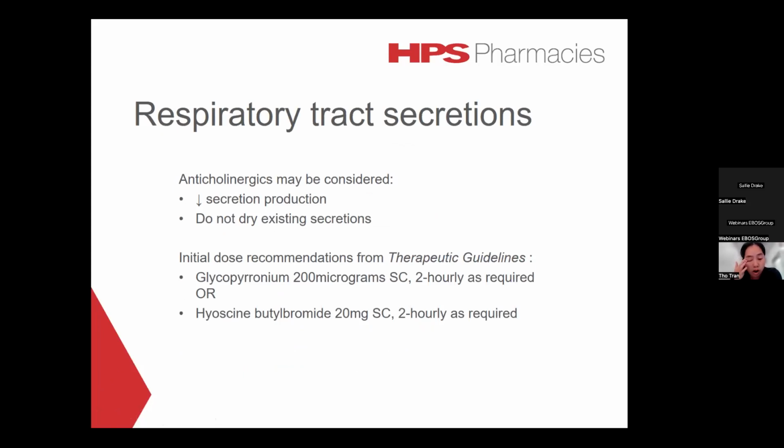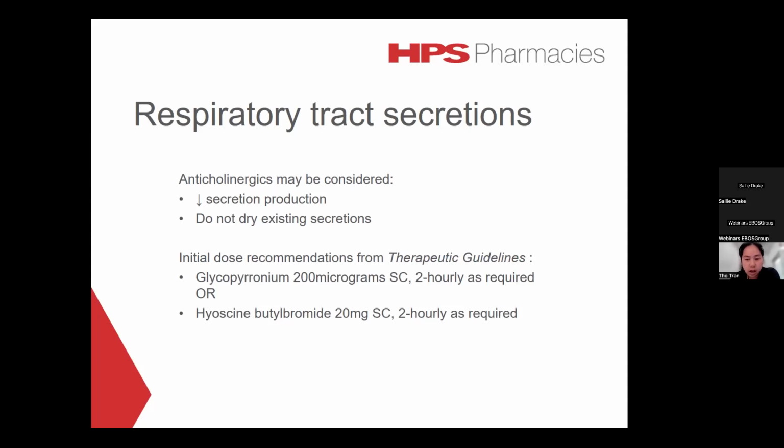The therapeutic guidelines recommend the following as suitable for initiation of as-required doses. Glycopyrronium 200 micrograms subcut every 2 hours as required, for up to 1,200 micrograms in 24 hours, or hyoscine butylbromide 20 milligrams subcut every 2 hours as required. Atropine or hyoscine hydrobromide are potential alternatives to these agents.